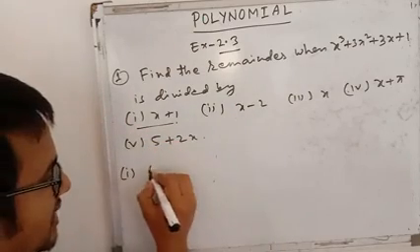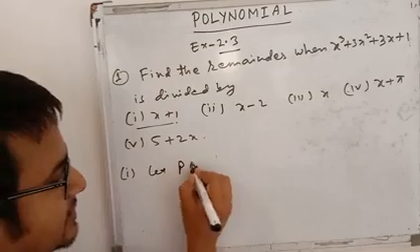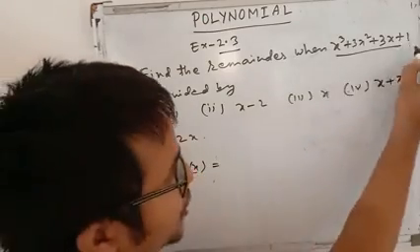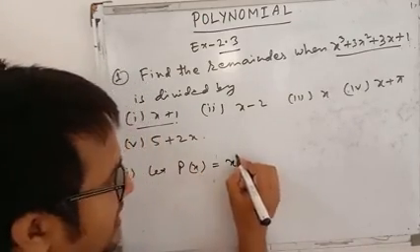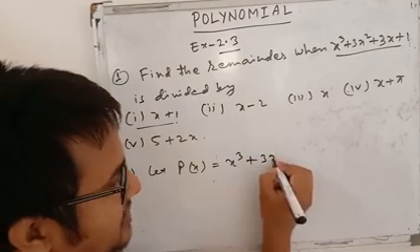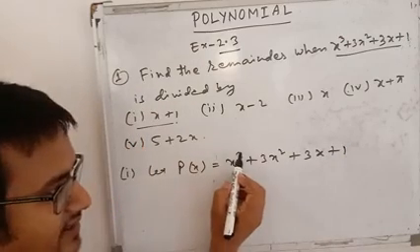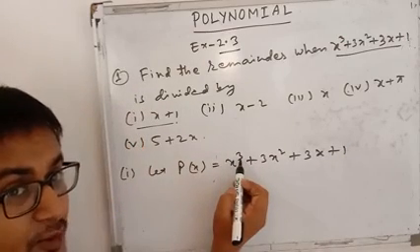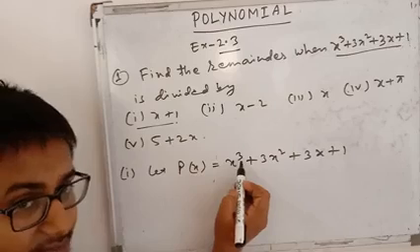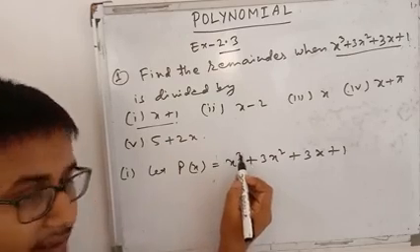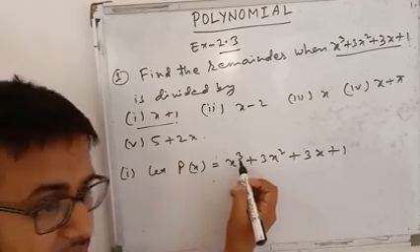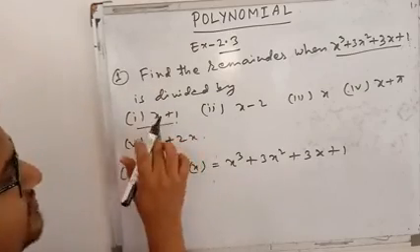Let p of x be the polynomial, this dividend, x cube plus 3x square plus 3x plus 1. Here the degree is 3, so n equals 3, which is greater than or equal to 1. So n is the degree, here the degree is 3, so this is a polynomial, and it is divided by x plus 1.